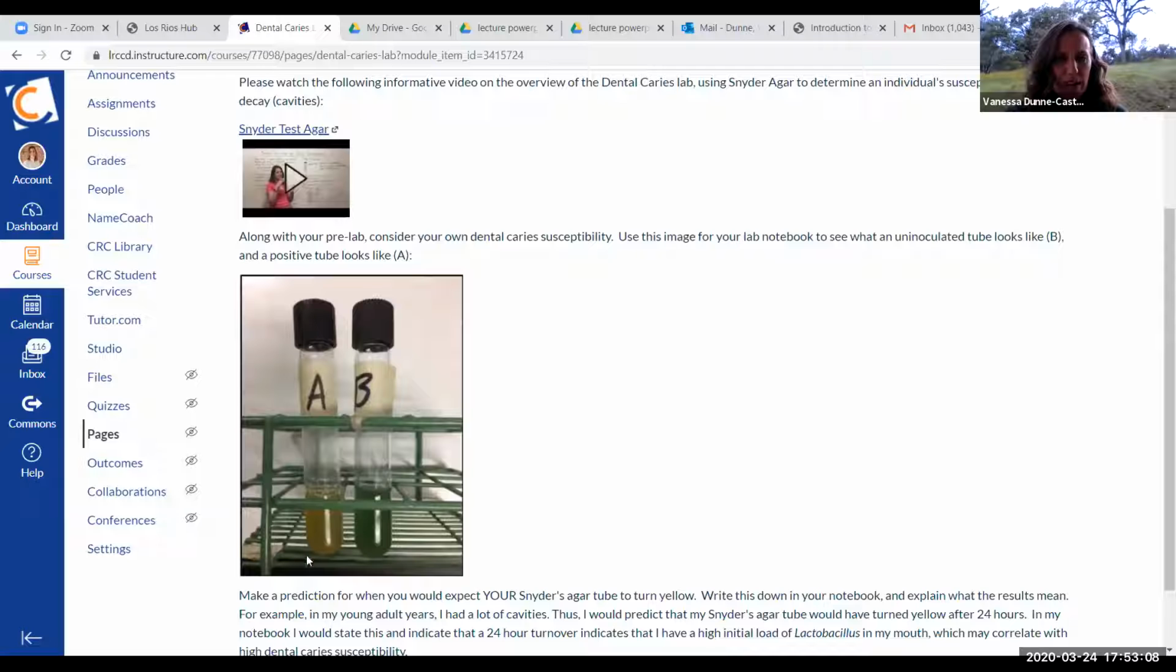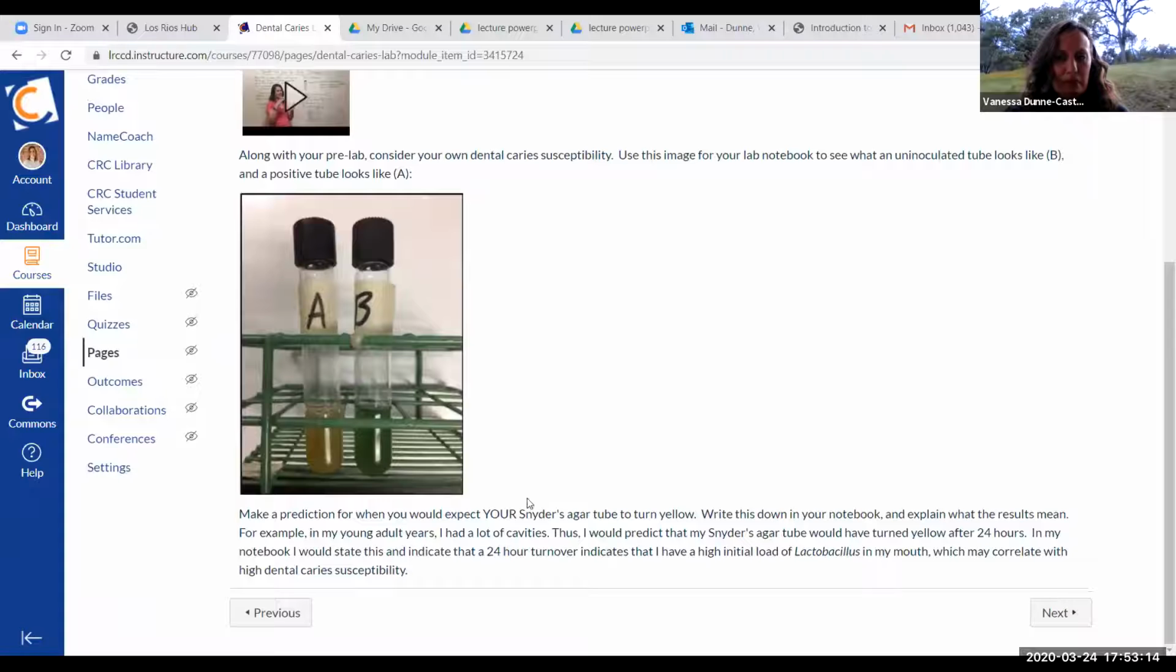So this is what a positive tube looks like. This is an uninoculated negative tube, A and B. And then my question down here for you is, make a prediction of when you would expect your Snyder's-Agar tube to turn yellow. If that doesn't make sense to you yet, that means you haven't watched this video yet or looked at the lab, which is fine.